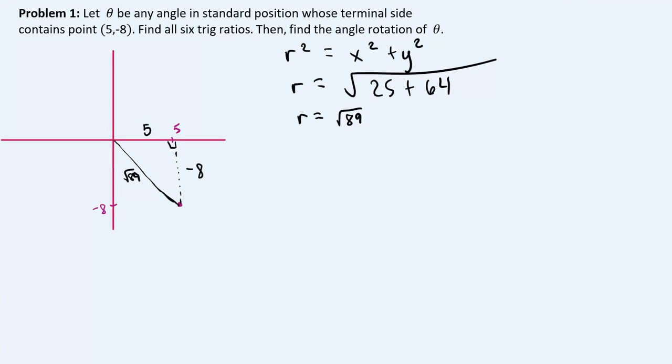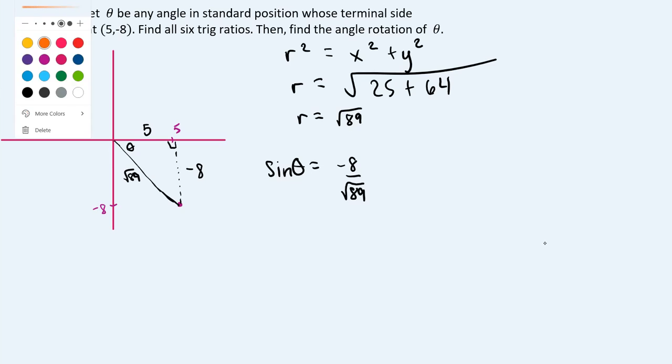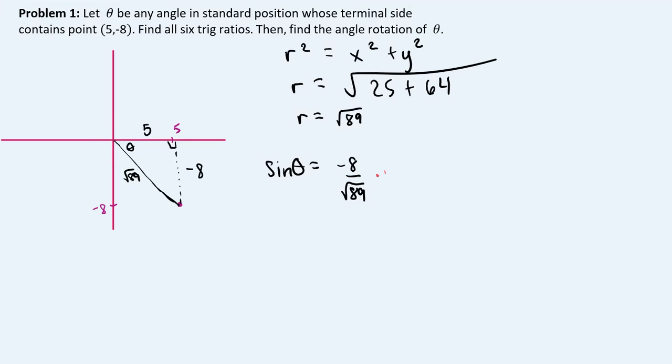So if we find our 6 trigonometric ratios, first of all, sine is opposite over hypotenuse. Your theta is always between the terminal side and the origin. So that means theta opposite would be -8 divided by the hypotenuse, which is square root of 89. We need to rationalize that. So that means we want to multiply it by square root of 89 to rationalize the radical, which means that sine is equal to -8 square root of 89 divided by 89.